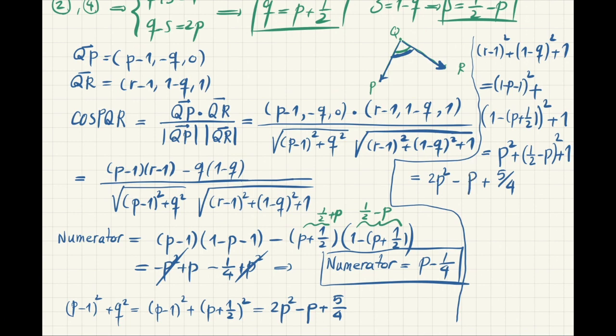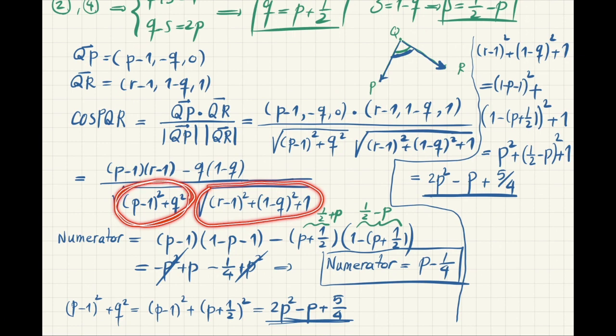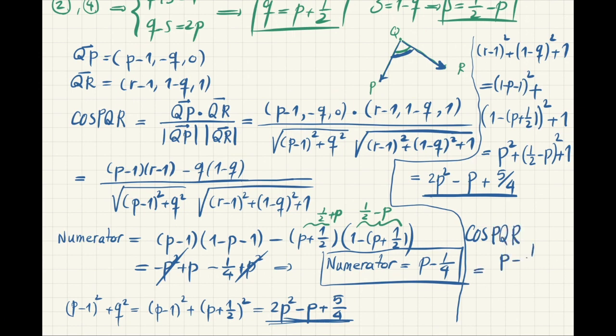Okay, so you see that this expression here is exactly this expression here. So what does it mean? It means that these two square root signs, both of them are square roots of the same expression. So if I multiply them, the square root sign will be cancelled and I will be left with this expression in the denominator, and I have already calculated the numerator. So what I get is that cosine of this angle PQR is equal to, the numerator is P minus 1 over 4 and the denominator is 2P squared minus P plus 5 over 4.